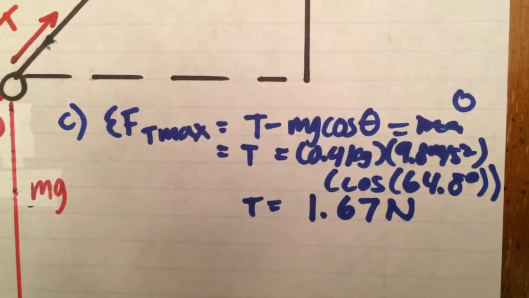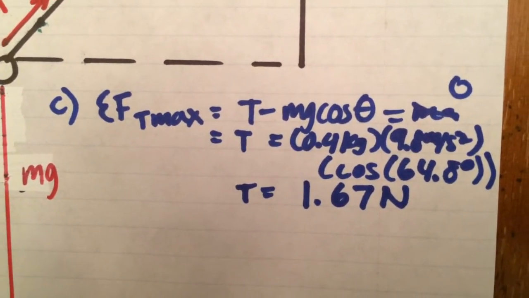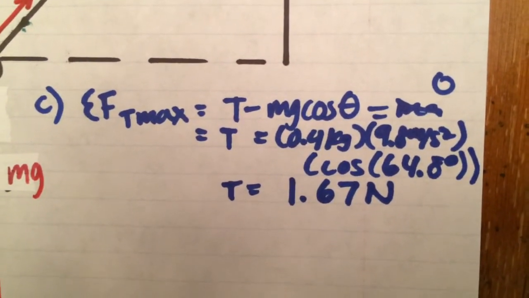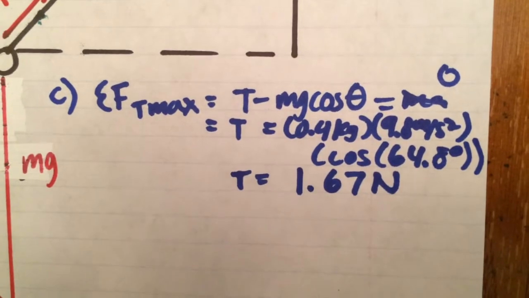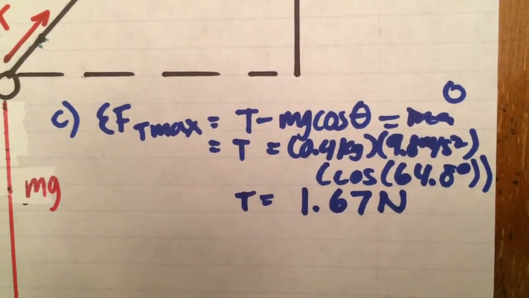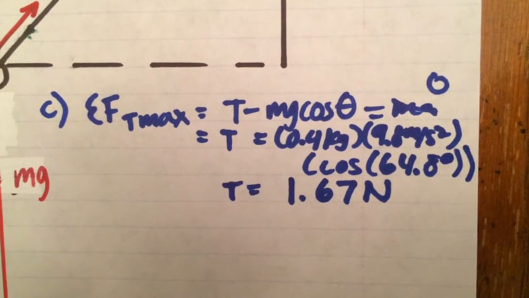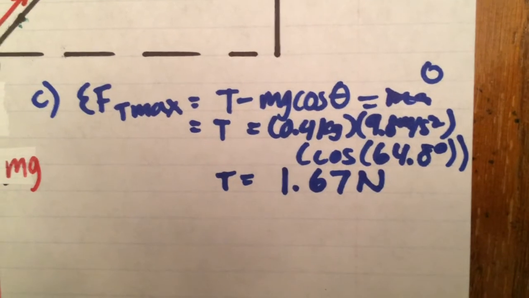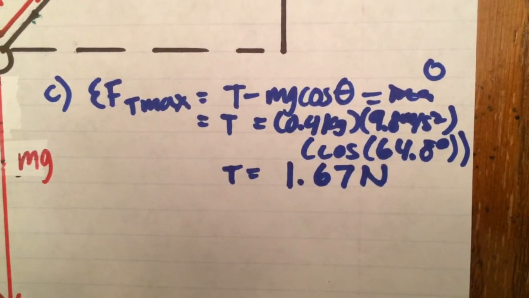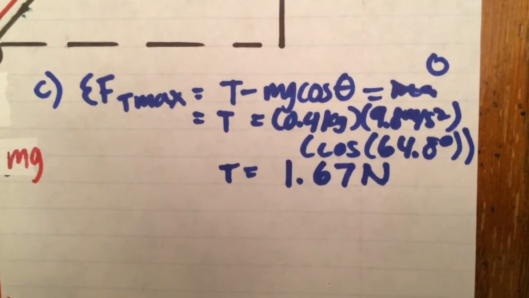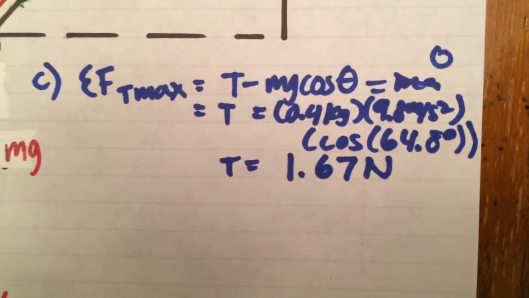it's going to be the tension minus the weight cosine theta equals mass times acceleration, but the acceleration is 0, so that entire side is going to be 0. So tension equals mg cosine theta. Like I said, we found the theta value in part B, so plug that in, and then we should get approximately 1.67 newtons.